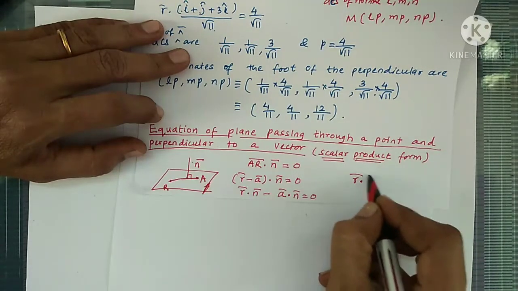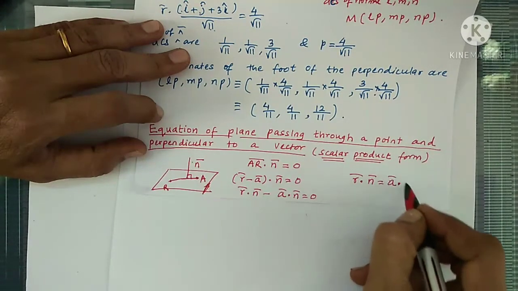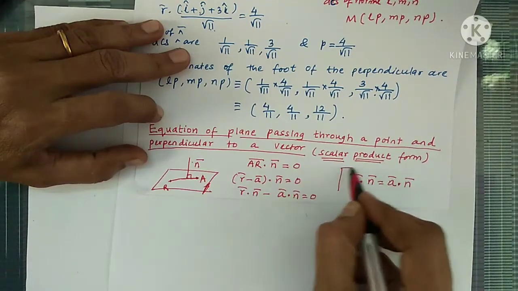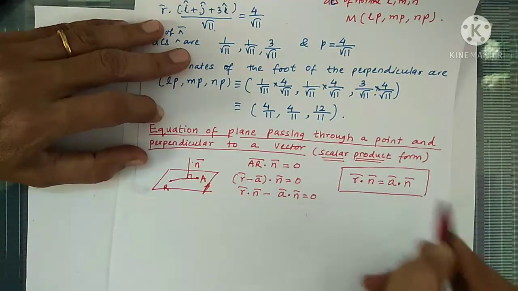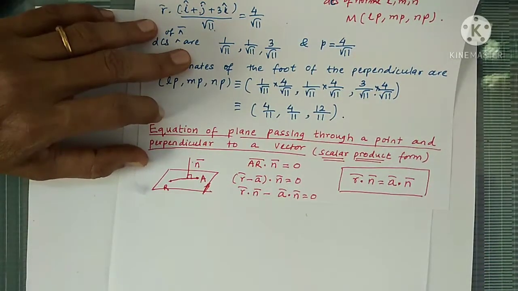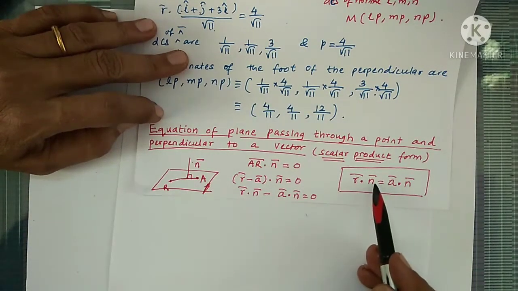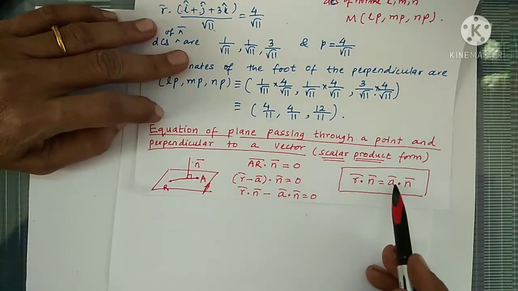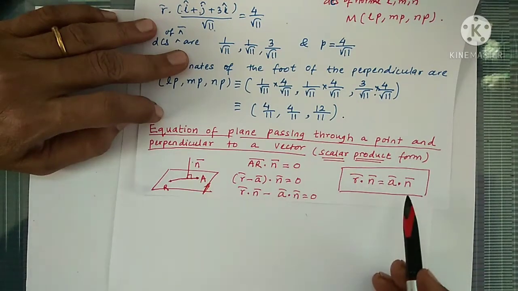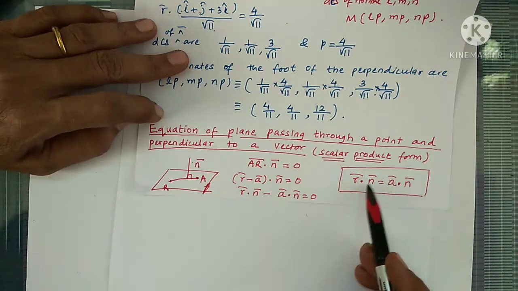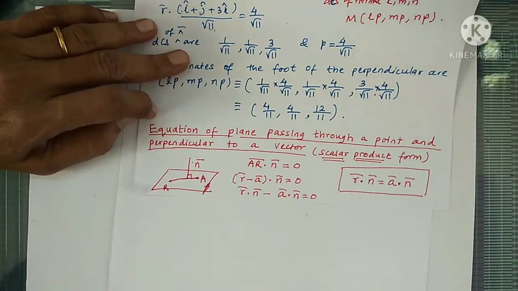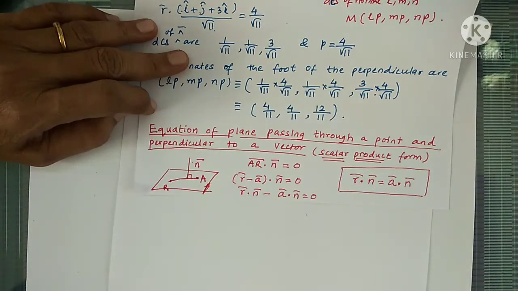That is, r bar dot n bar is equal to a bar dot n bar. This is known as the scalar product form of the equation of a plane. Here r bar is any arbitrary point in the plane, n bar is the normal, a bar is the given fixed point in the plane, and on the right hand side we have a bar dot n bar. As it is a scalar product, it is known as the scalar product form. Let's solve some questions based on it.